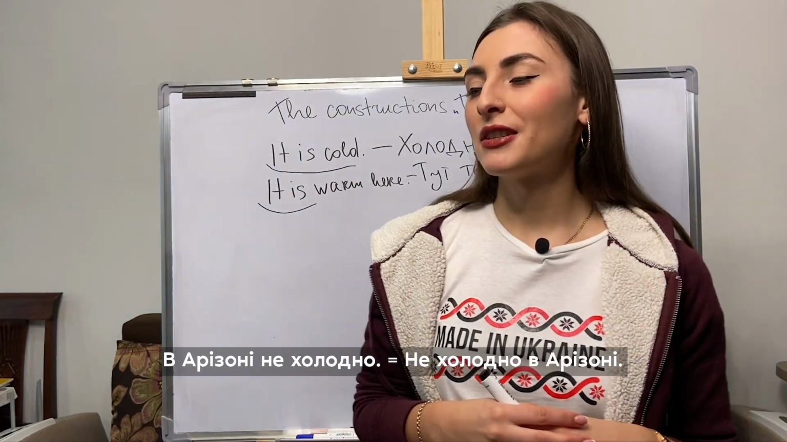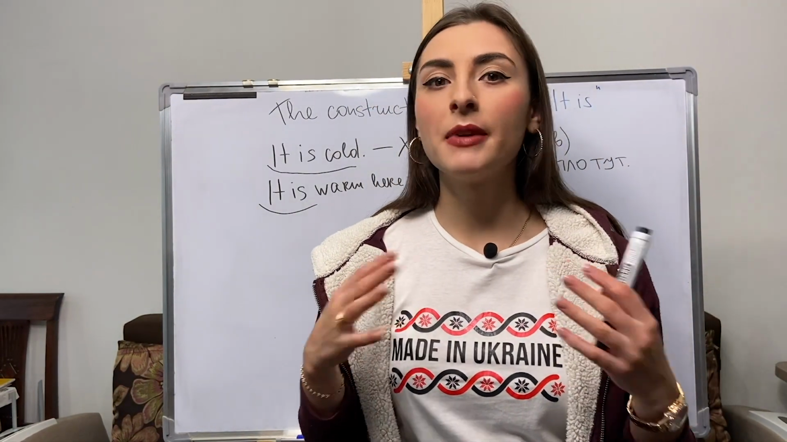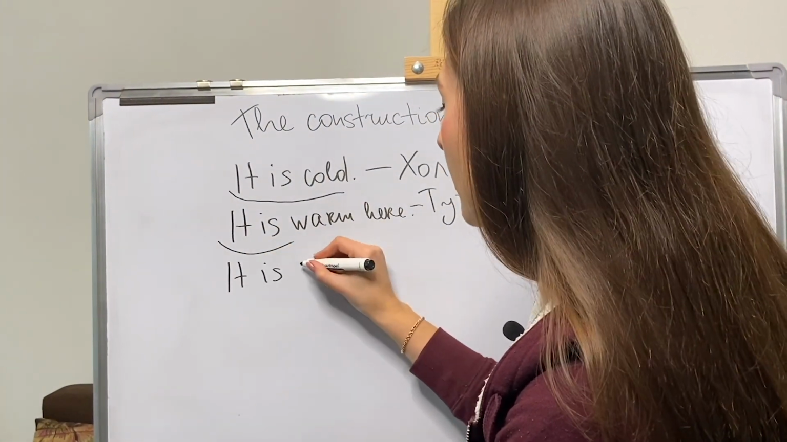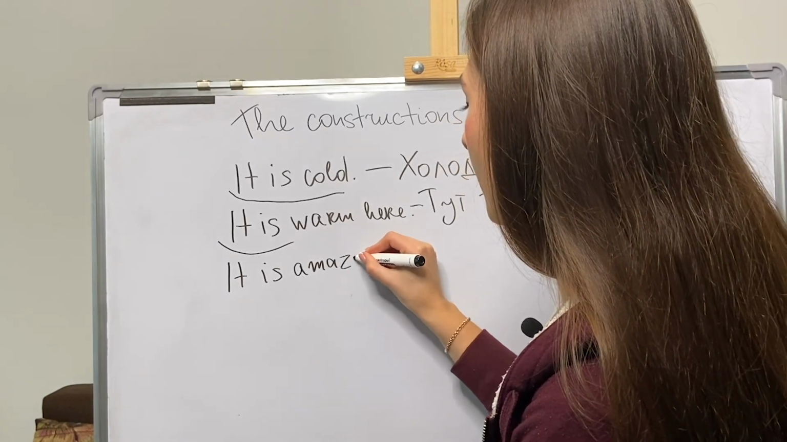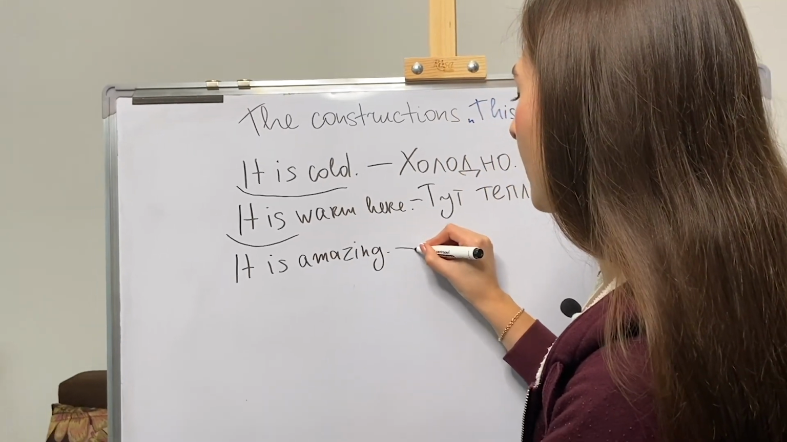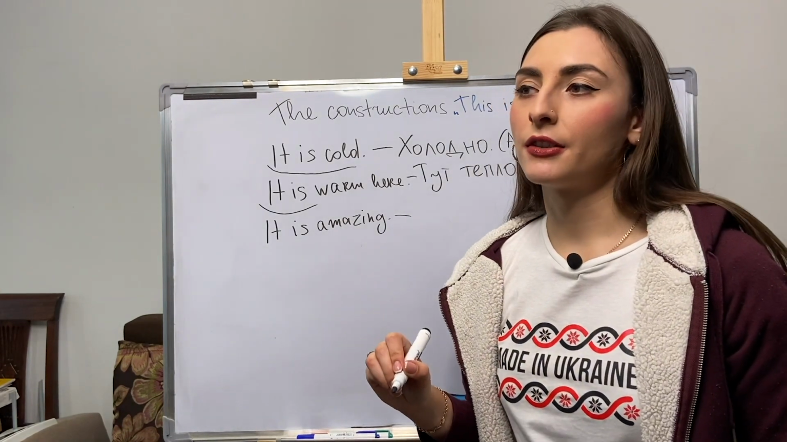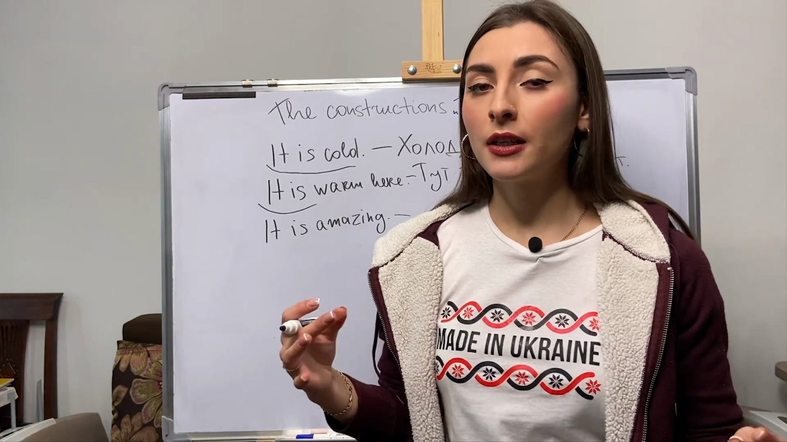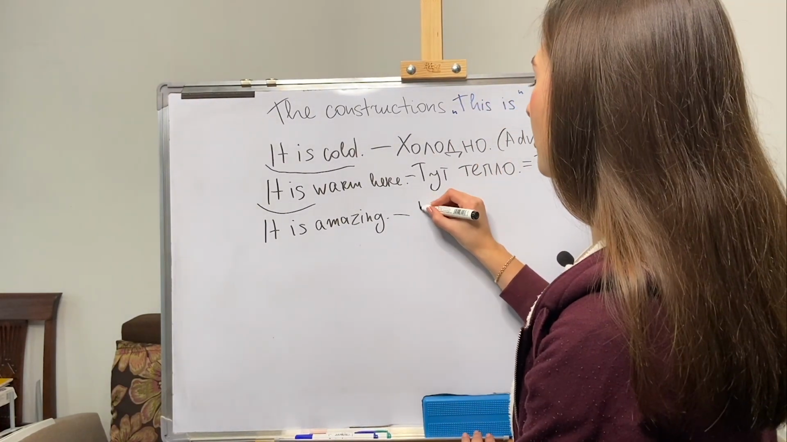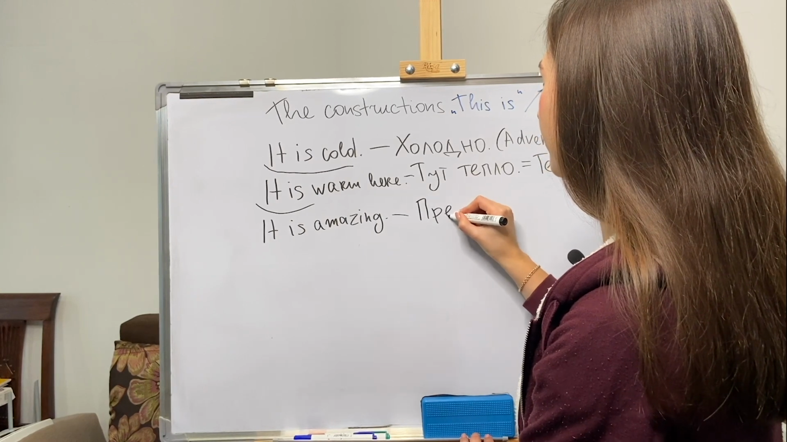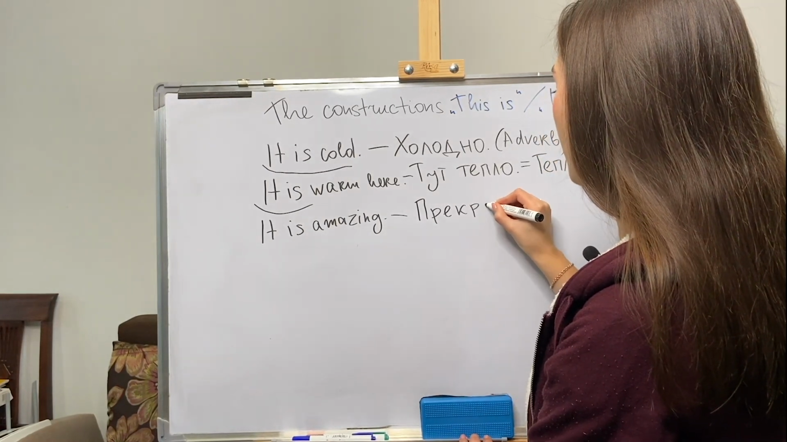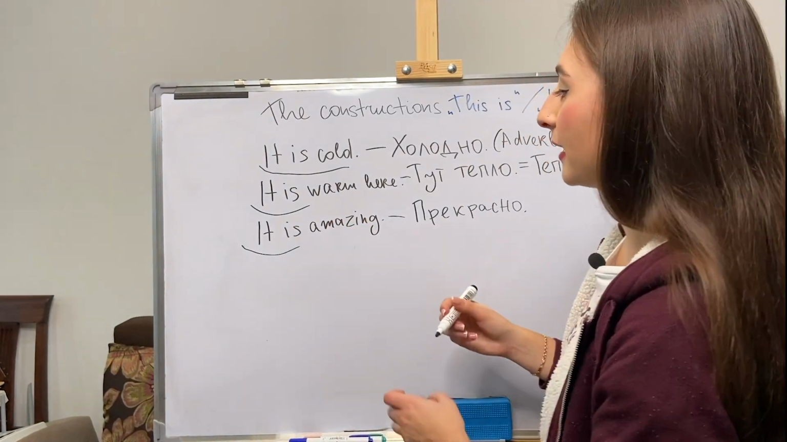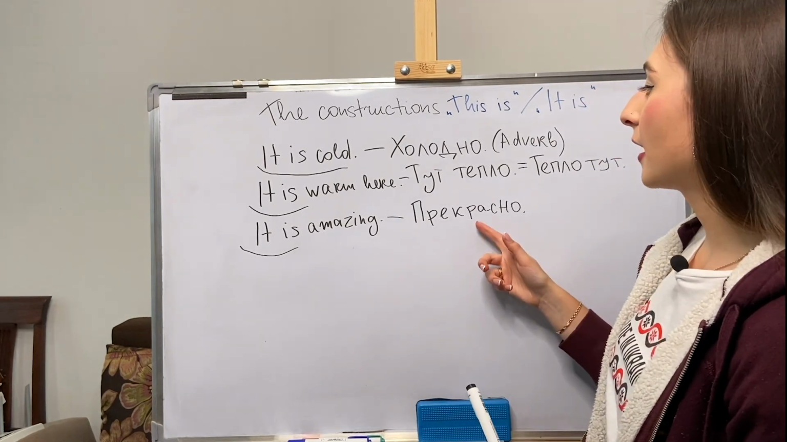Okay, and also when we talk about our feelings, for example, "it is amazing". So amazing we can translate as чудово, прекрасно, неймовірно. You can pick any of these synonyms. So we just say, for example, прекрасно. Again, we don't translate this construction "it is". We just use an adverb.